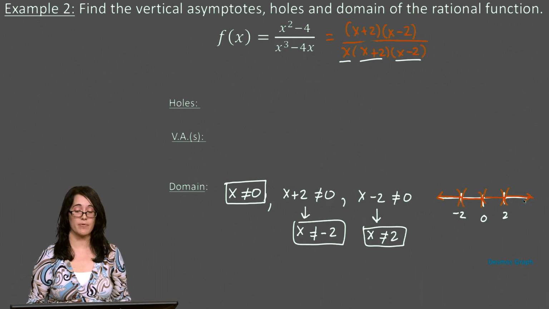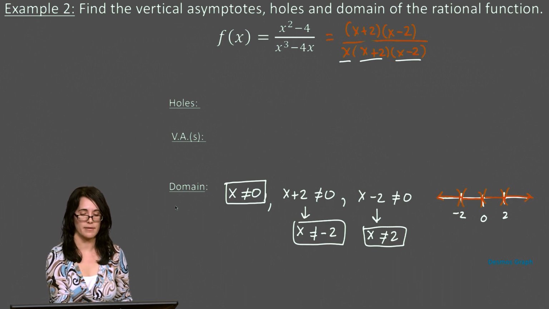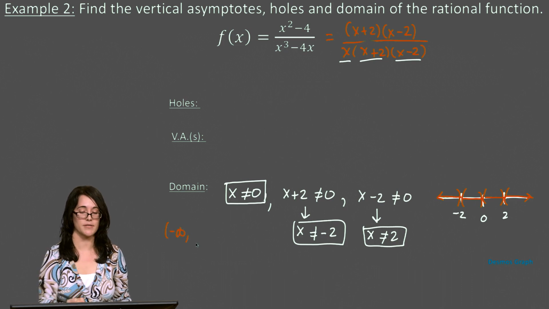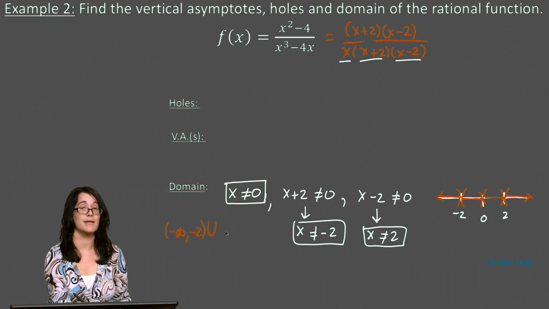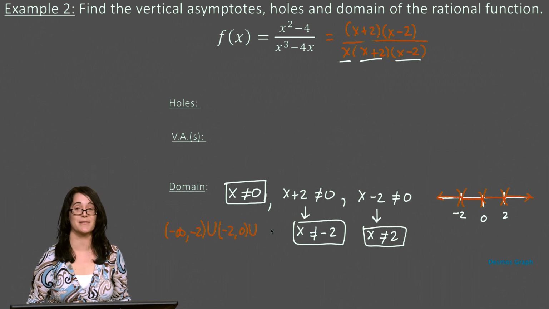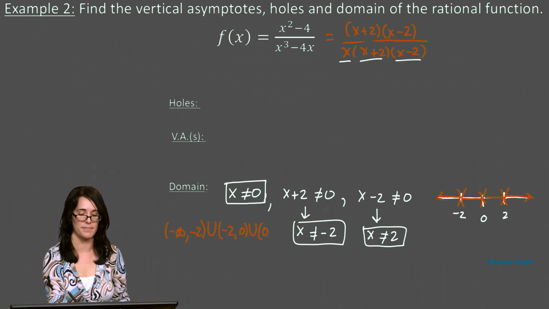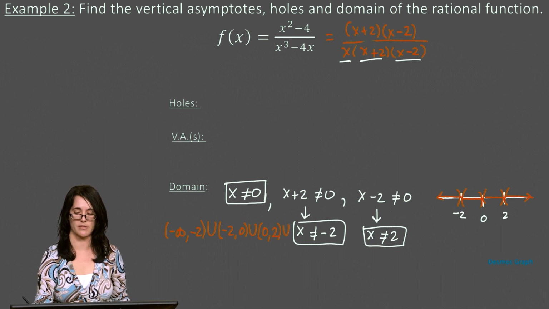Meaning, if I were to summarize that, my domain would be negative infinity until negative 2, union, negative 2 to 0, union. What else? 0 to 2. Yep, good job. Can you get the last one? Union. I'll have to make some space for us.